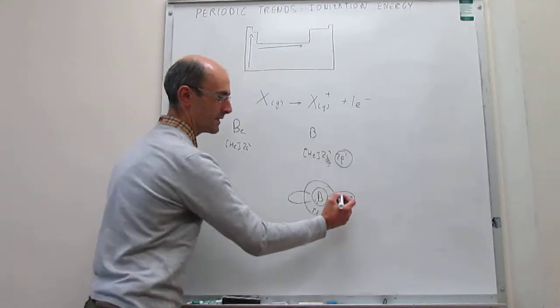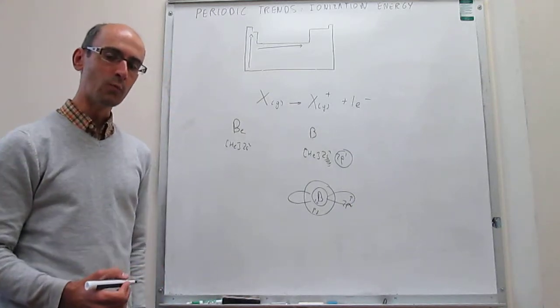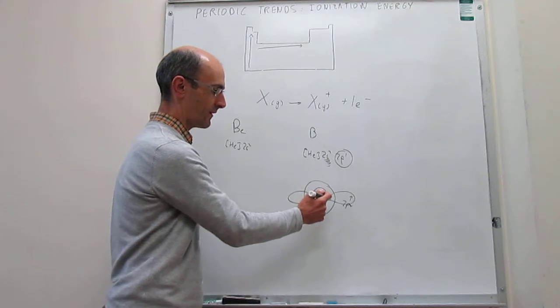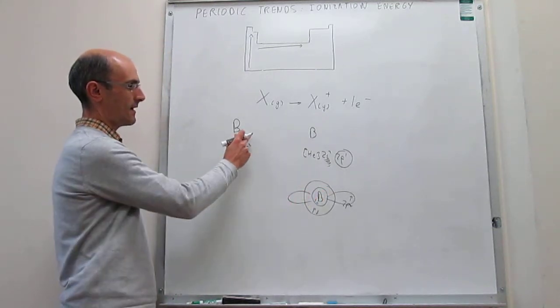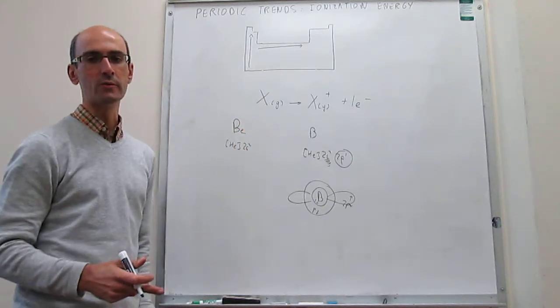Right? And what that would mean is that this ionization energy is a little bit lower than what we would expect if those electrons were not in there. Right? So that is what causes the decrease in the ionization energy as you go from beryllium to boron, which is opposite to what we generally expect.